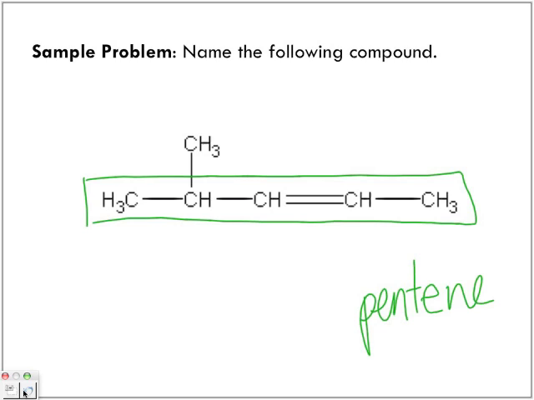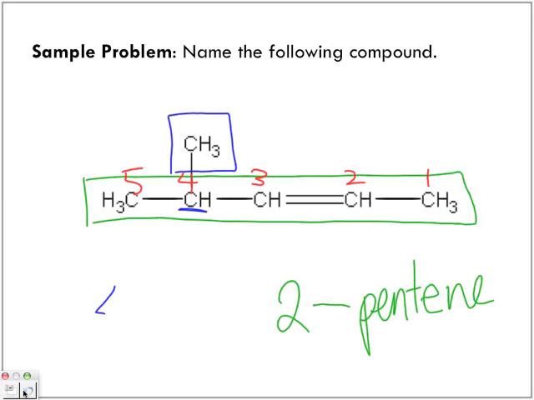Now, where is this double bond located? Well, let's number the carbons, starting from the one closest to the double bond. 1, 2, 3, 4, 5 carbons. The location of the double bond is between 2 and 3. So the double bond, as we said, is based on the lowest of the two numbers. So it's a 2-pentene.